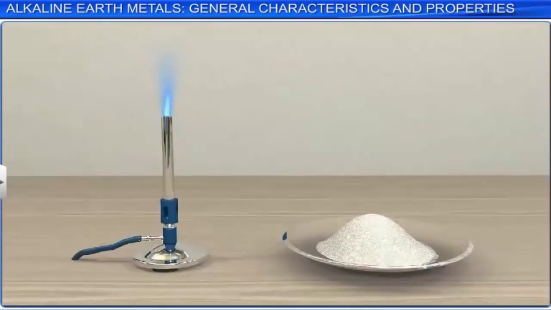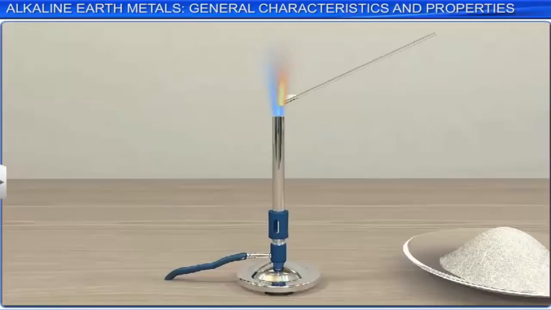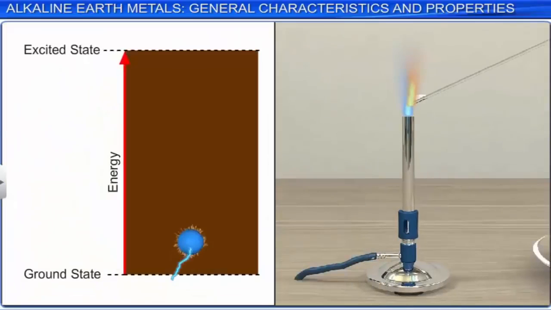You hold a sample of a metal salt in the flame and observe the change in the color. The heat of the flame excites the electrons to a higher energy level, and then the electrons emit light as they return to the ground state.